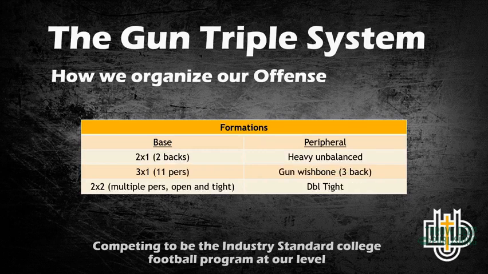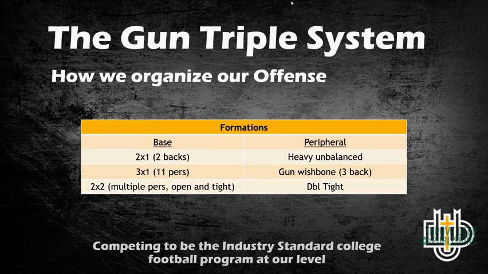And then the next topic would be formations. What are the formations that we use? Again, I'll use the same approach, our base formations and then our peripheral formations. So our base formation is really a two-back formation with three receivers or two receivers and a tight end. And so we would call this a 2-by-1 formation.